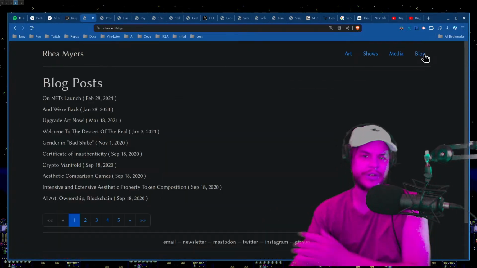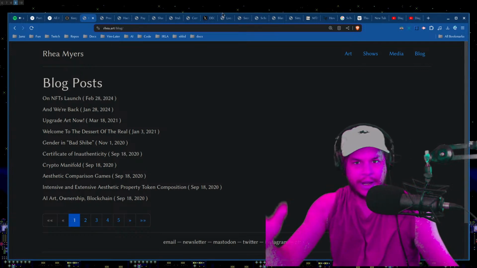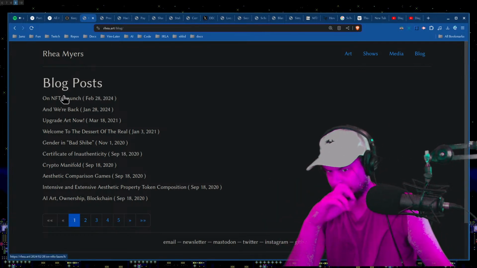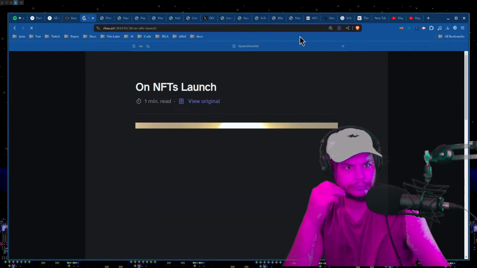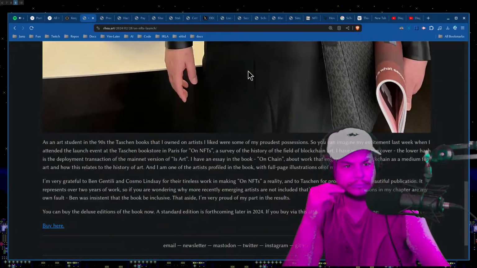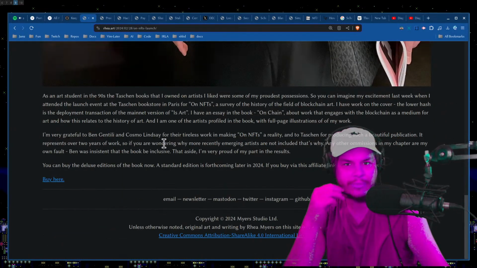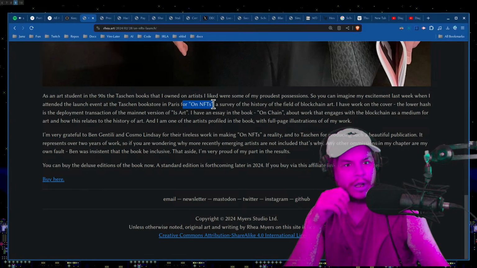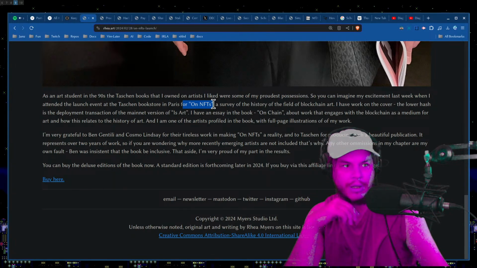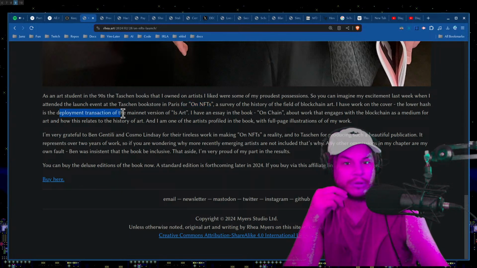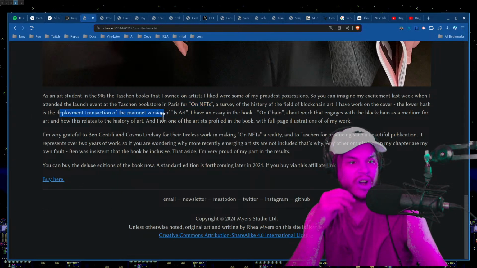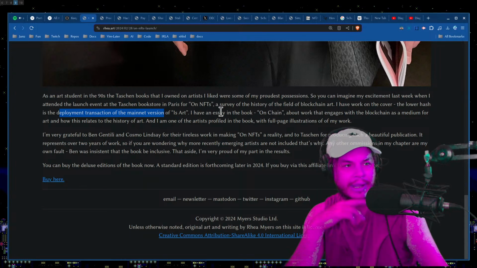Okay, let's check the blog out for a second, though. Last one we got is On NFTs launch, because Ria's in the Taschen book. As an art student in the 90s, the Taschen books that I owned on artists I like were some of my proudest possessions. You can imagine my excitement last week when I attended the launch of On NFTs in Paris. I have work on the cover. The lower hash is the deployment transaction of the mainnet version of Is Art. And there's an essay in the book, On Chain, about the work that engaged with the blockchain as a medium.